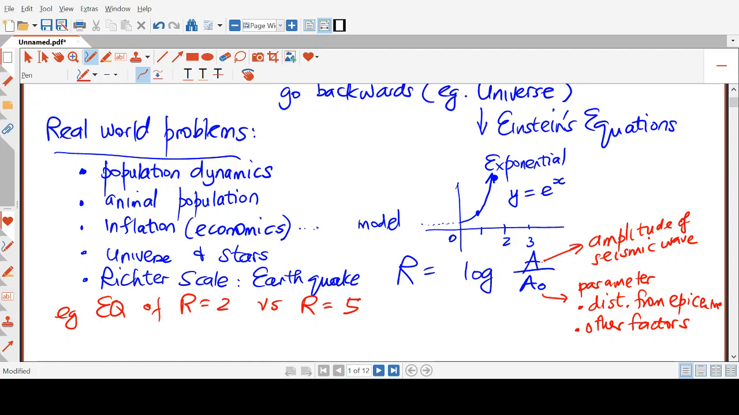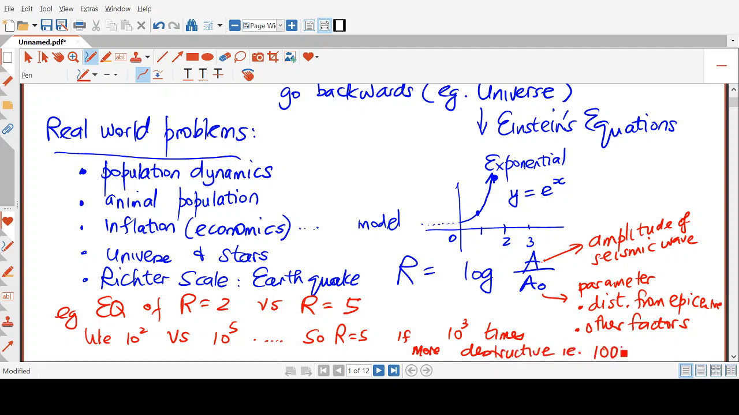We're talking log scales here. It's like 10 to the 5 versus 10 to the 2. It's like 10 squared versus 10 to the 5. So R equals 5 is 10 cubed times more destructive. That is 1,000 times. Amazing, eh? But that's because we're using log. Log of 1,000 is only 3.